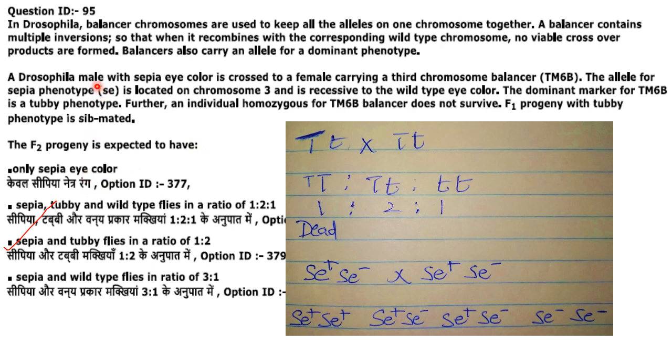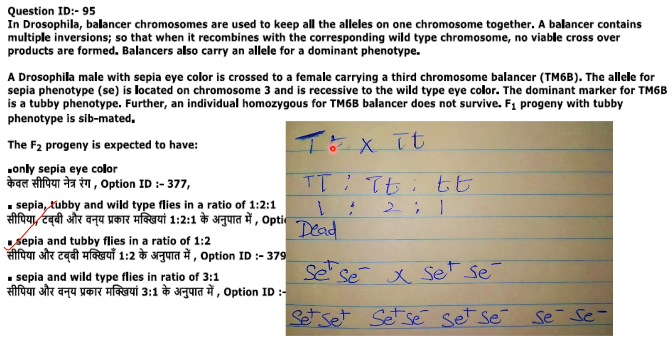So here, a Drosophila male with sepia eye color is crossed to a female carrying a third balancer chromosome, and the dominant marker for this TM chromosome balancer is tubby phenotype. And further, an individual homozygous for this tubby phenotype does not survive. So F1 progeny with the tubby phenotype is selfed. This is the F1 progeny Tt, that is tubby phenotype.